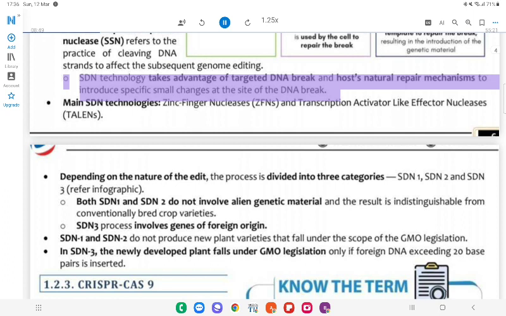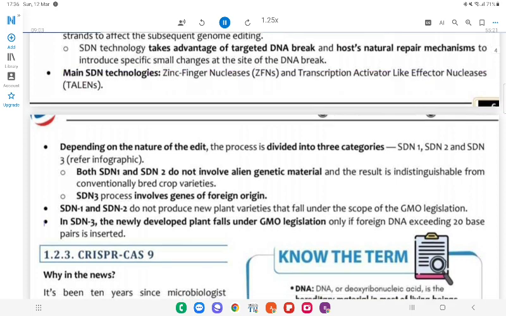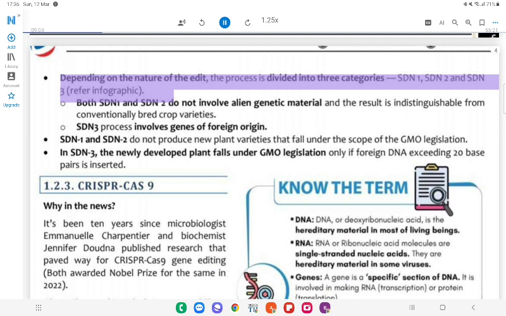SDN technology takes advantage of the targeted DNA break and the host's natural repair mechanisms to introduce specific small changes at the site of the DNA break. Main SDN technologies: zinc finger nucleases (ZFNs) and transcription activator-like effector nucleases (TALENs). Depending on the nature of the edit, the process is divided into three categories, SDN1, SDN2 and SDN3, refer to the infographic.